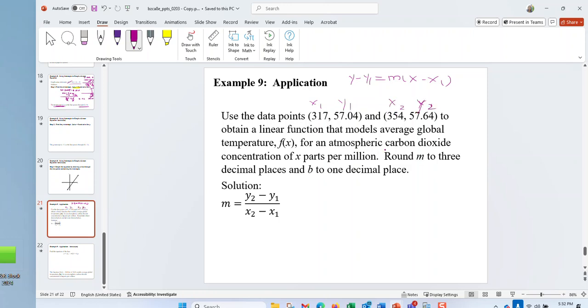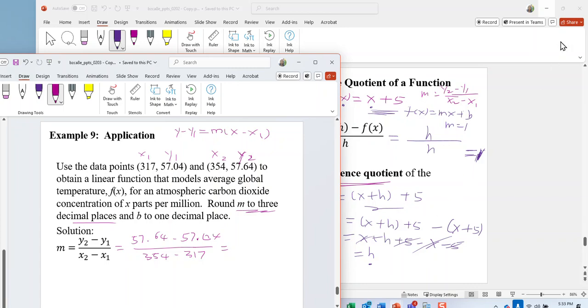Okay, and then first we have to find the slope. So this is the slope, right? y2 is 57.64 minus y1. This is y1. Okay, and then this is x2 minus x1. Alright, and then you can go to a calculator and run it to get m. This m needs to be rounded to 3 decimal places, right? So we can put this in a calculator.